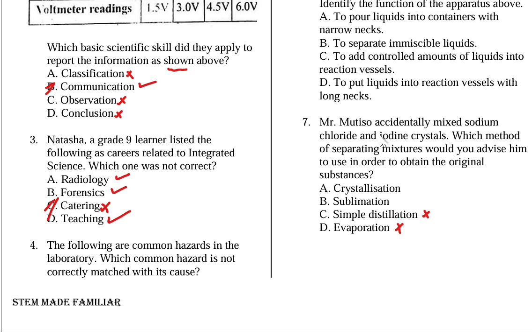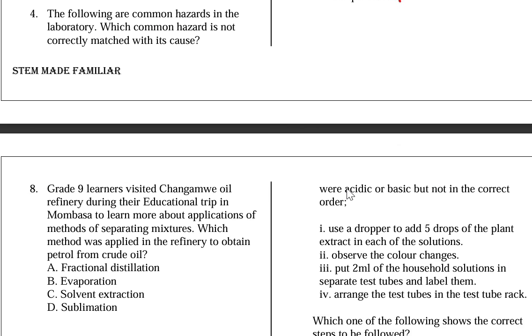So according to me, you know that iodine crystals, when heated, they sublime. This means they change directly into a gas. So if you want to separate these two, you can use sublimation. And therefore, to me, the answer is B. I don't know what about you, which one is the correct answer. Continue to question number 8.